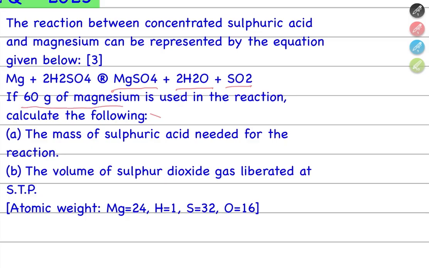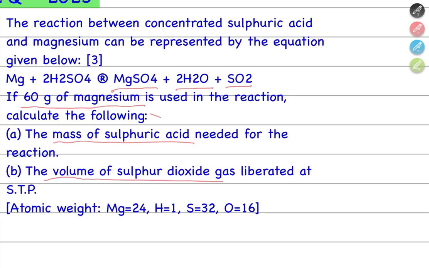And the mass of magnesium is given, and then there are two parts given. The first part: you have to calculate the mass of sulfuric acid which is required for the reaction. And the second part is the volume of sulfur dioxide gas which is liberated at STP, standard temperature and pressure conditions. So in your ICSE grade 10 you will always get an STP condition, so don't worry about that STP part there.